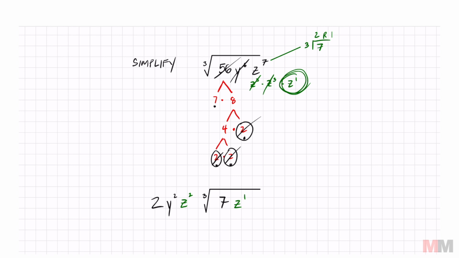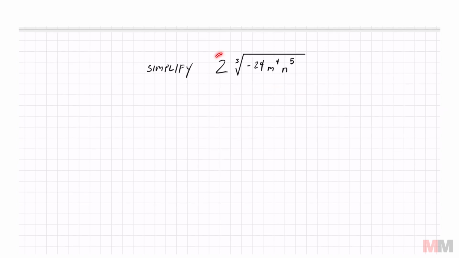Let's try another problem. Don't even freak out when there's a 2 on the outside. Just disregard that for now. The first thing I look at is this negative right here. And what we said in the basic stuff, if there is a negative in there, you can automatically take it outside. So prime factorization of 24: 2 numbers that multiply to 24 are 8 and 3.